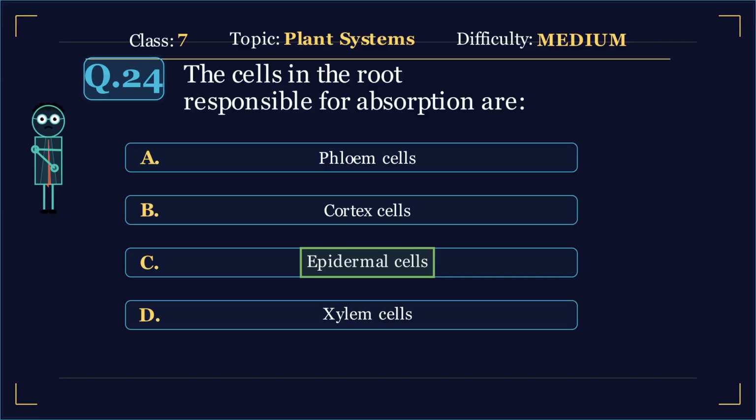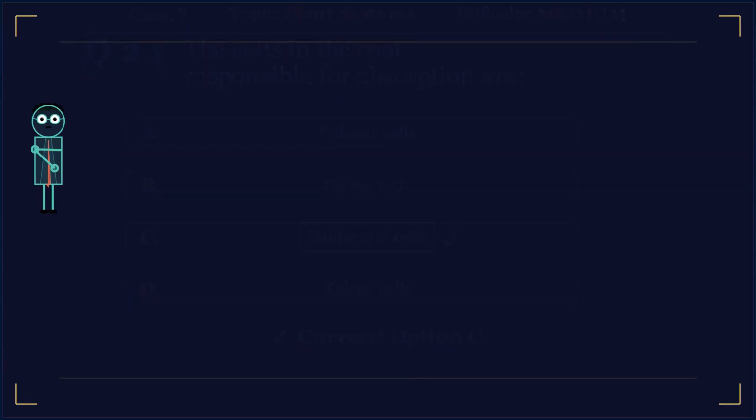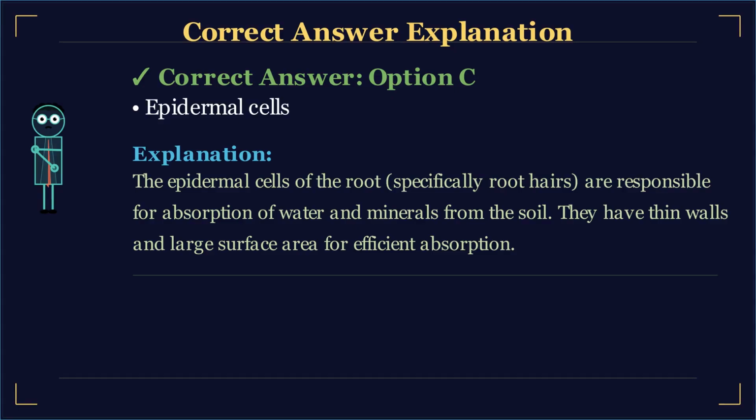The correct answer is option C. Here's the explanation for the correct answer. The epidermal cells of the root, specifically root hairs, are responsible for absorption of water and minerals from the soil. They have thin walls and large surface area for efficient absorption.